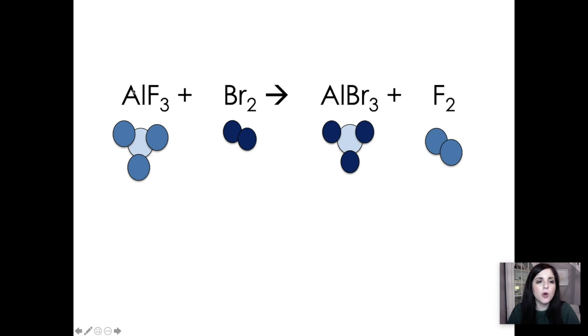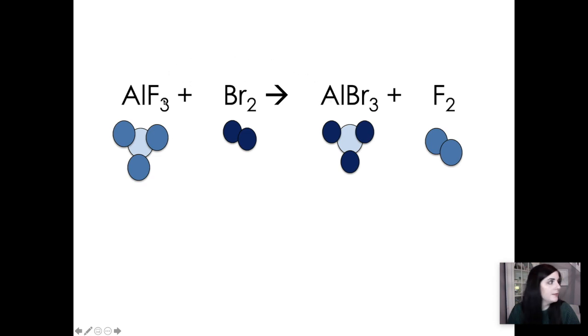I have 1 aluminum in my entire reactant side. So there's my aluminum represented right here by this light blue circle. 1 aluminum, my reactants. Let's look at the products. 1 aluminum also in the products, I'm sorry. So this is balanced. So we're actually not going to start off by balancing aluminum first.